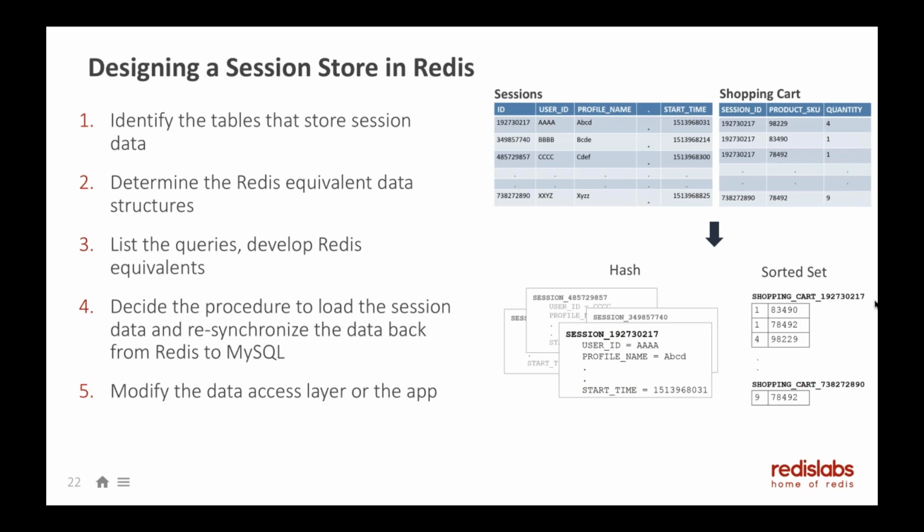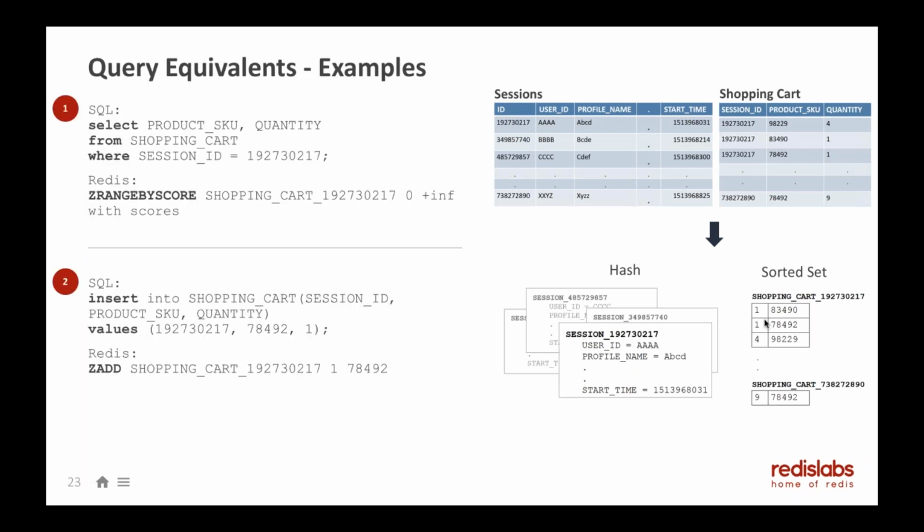If I'm a user with session ID 192.730217, I can access the data that's only in this sorted set. So that's the idea. So you have a separate sorted set for each session, and you isolate each session this way. Right? And let's look at some of the query examples.